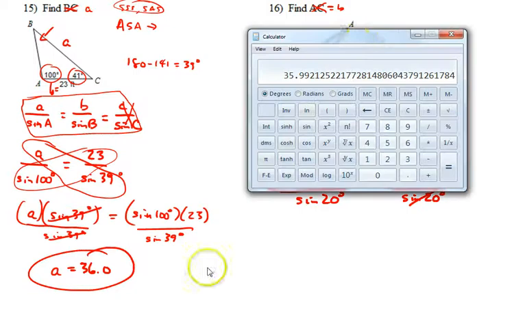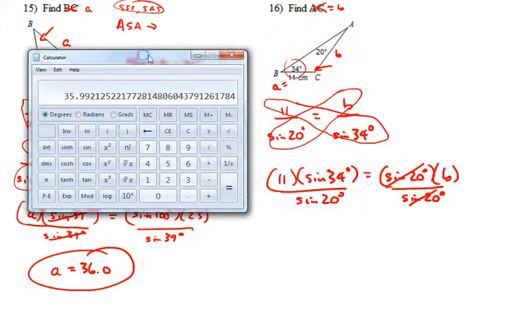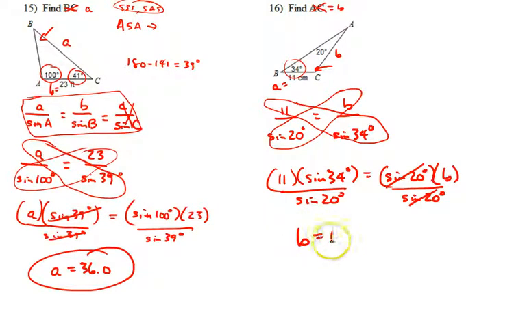Here we go. Clear out my last problem. Take 11 times 34 sine divided by 20 sine equals 17.98, rounded up to the next tenth is going to be 18.0, so b is equal to 18.0.